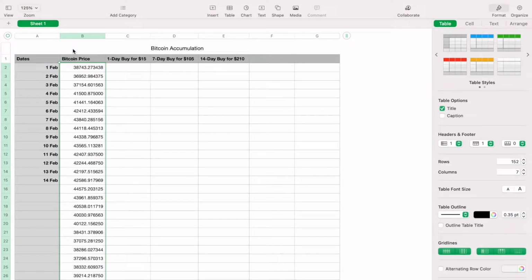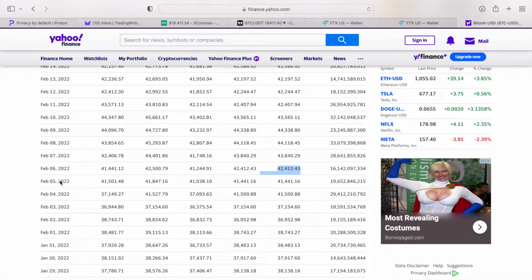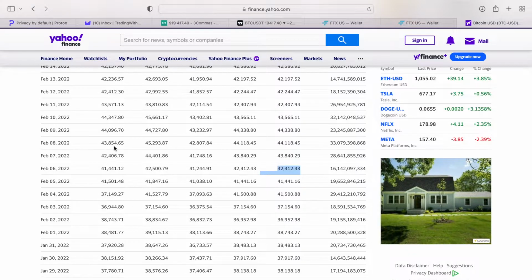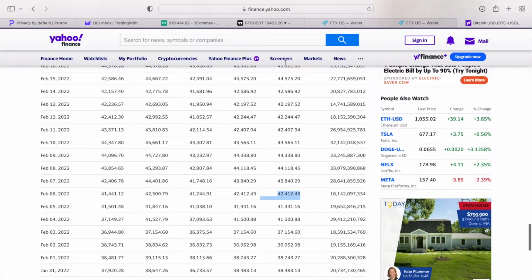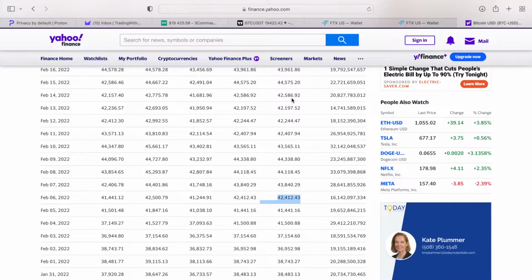The backtest that I am about to perform will start on the 1st of February, covering the past 5 months. I double-check if I pasted the price column correctly by looking at the Bitcoin price on February 14th. My XLS shows the price of $42,586, and Yahoo's website shows the same price of $42,586.